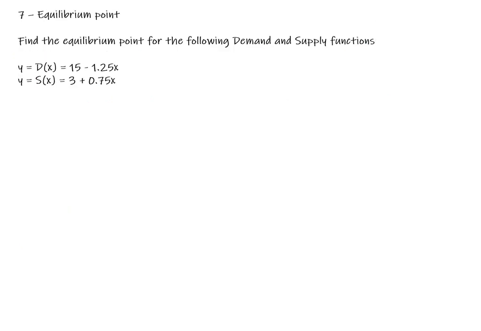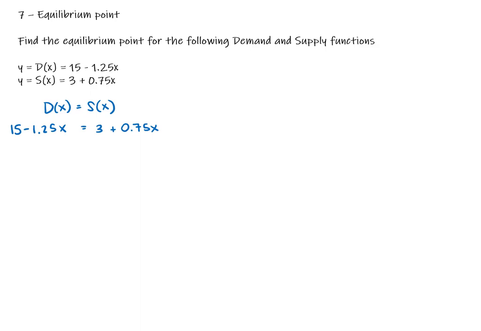For this last question, it's asking us to find the equilibrium point. Recall that the equilibrium point is when my demand and my supply functions are equal to each other. Doing something like this is actually a method of substitution. I have my y equals 15 minus 1.25x, and I have my y is equal to 3 plus 0.75x as my two functions, and then if my y's are already isolated and I substitute one into the other, then I have both functions set equal to each other. This is a method of substitution.